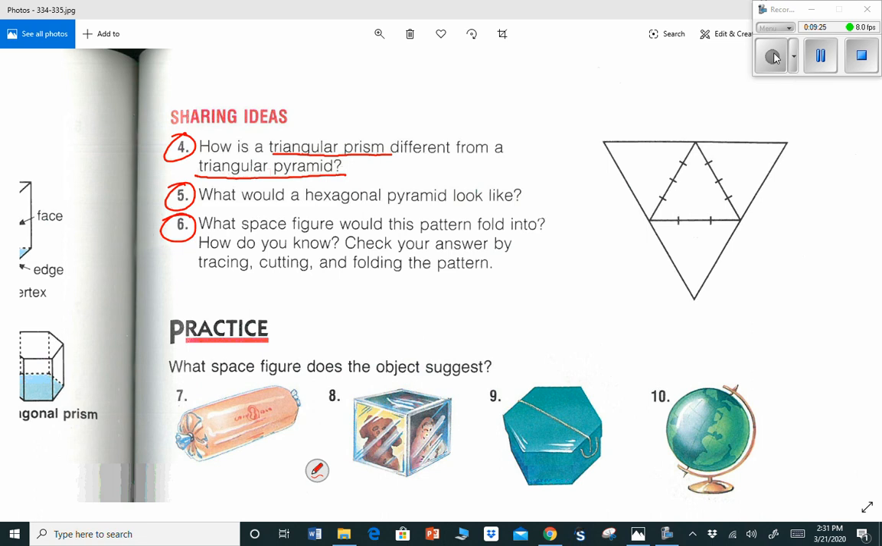Number 6 asks you, what space figure would this pattern fold into? You know what that is? Again, it's going to be a pyramid, and its base is this right here, so we'd call it a triangular pyramid.